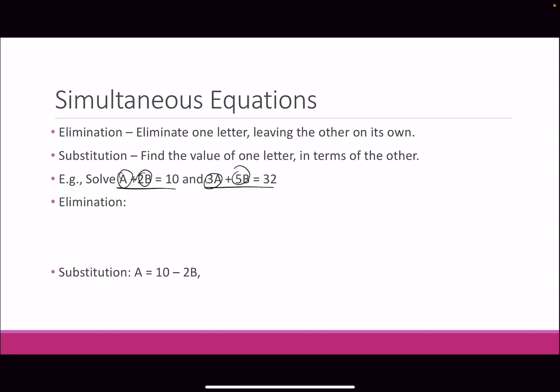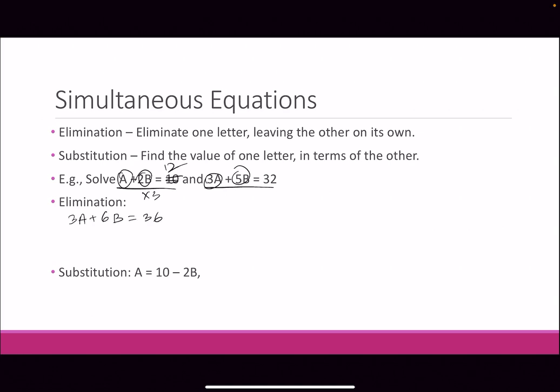So we have a plus 2b equals, I'm going to change that to 12 because it won't make sense otherwise, equals 12, and 3a plus 5b equals 32. Now for elimination to work, we need to have a common term in both equations. And what I mean by common term is the exact same term. So it can't be a and 3a. I want to make it 3a and 3a in both of them. So I'm going to multiply this whole equation by 3. That's going to give me 3a plus 6b equals 36.